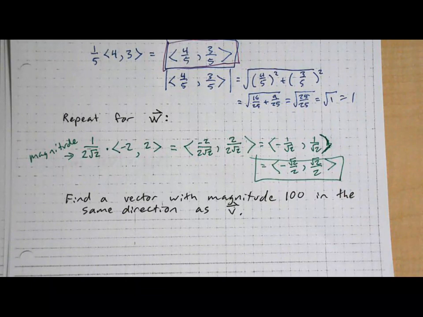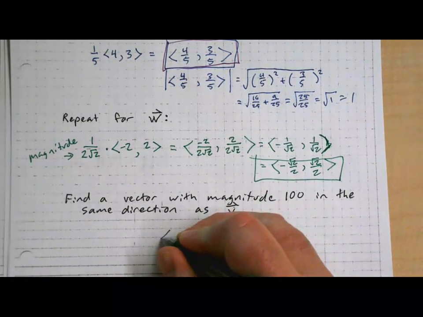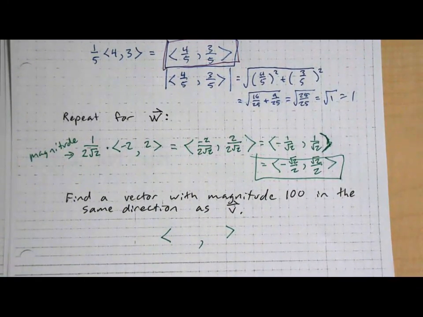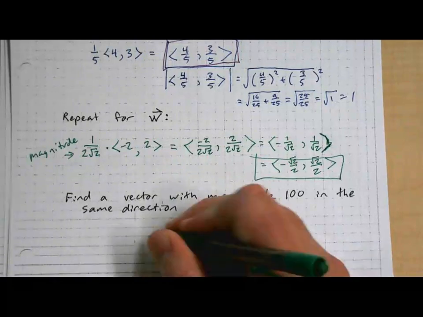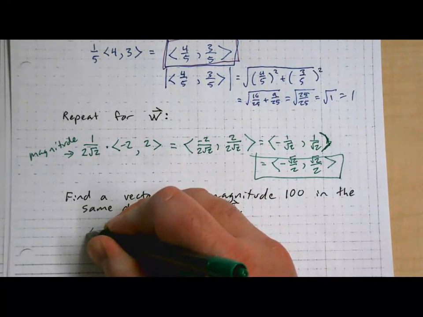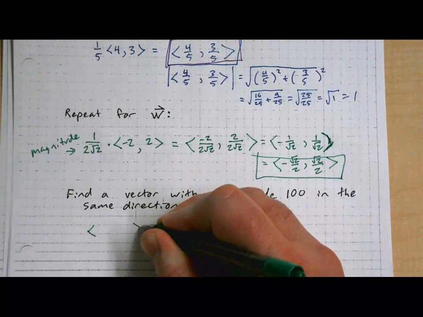So we're going to find a new vector, and the magnitude of this vector is going to be 100. So how do we do that? I'll give you a hint. We're going to do something to, well, another vector.